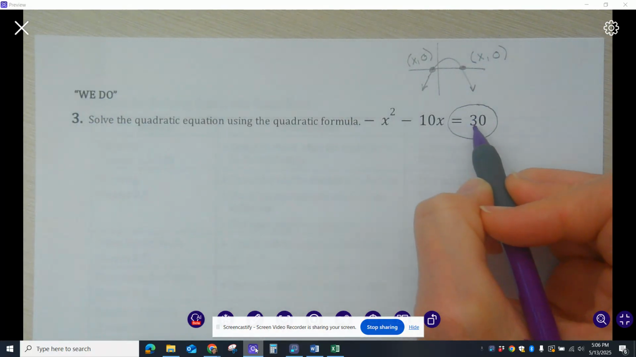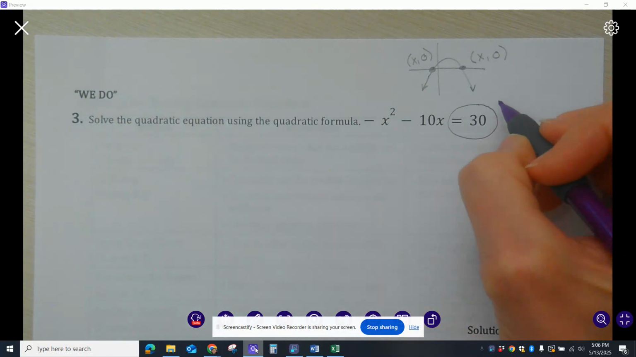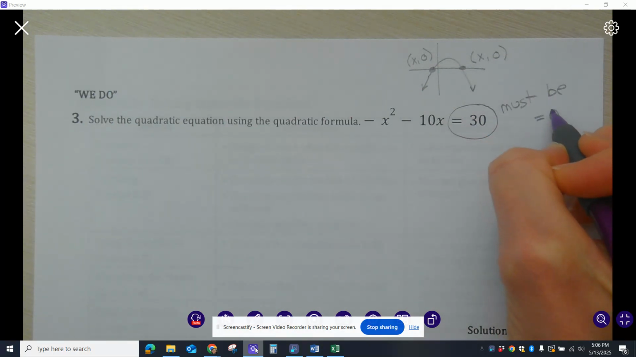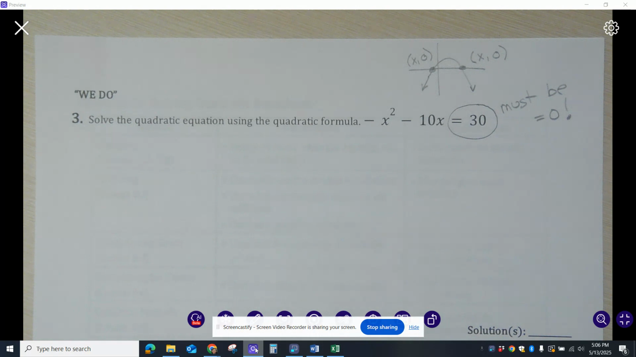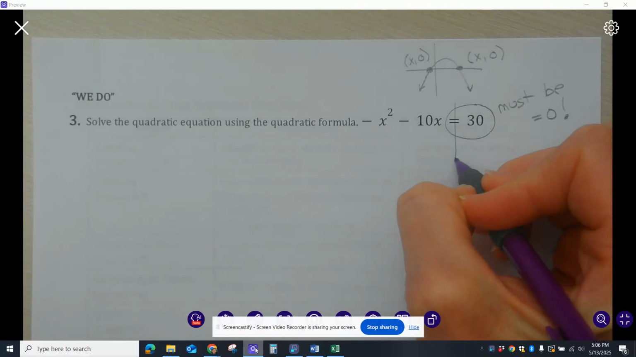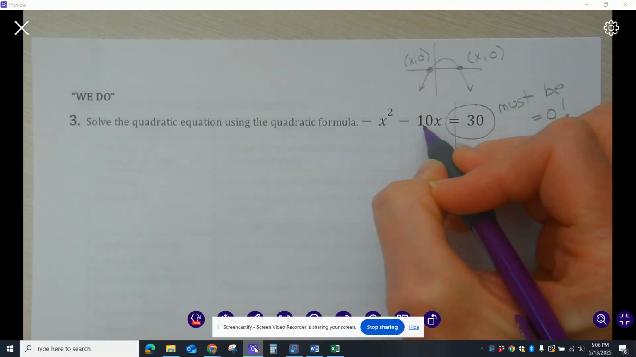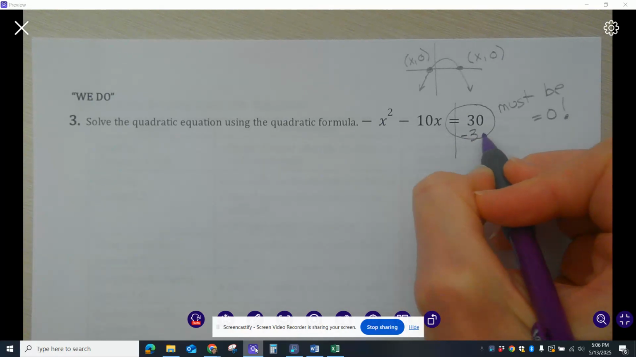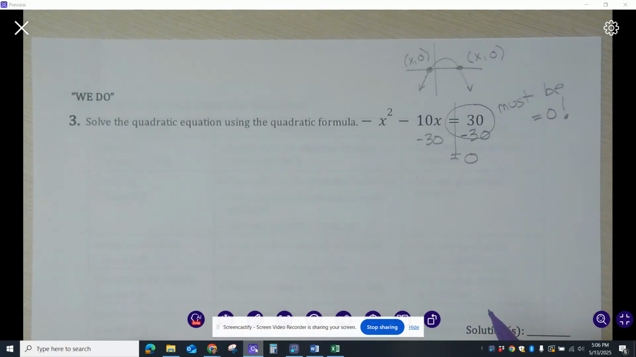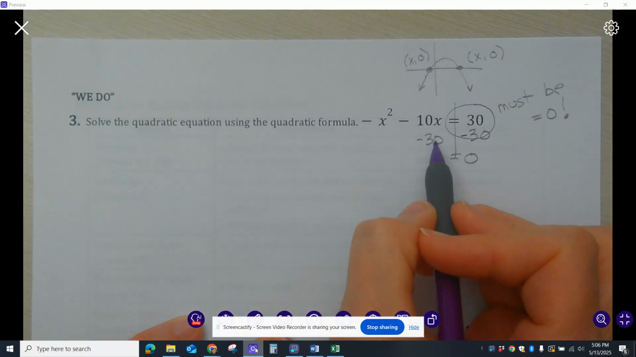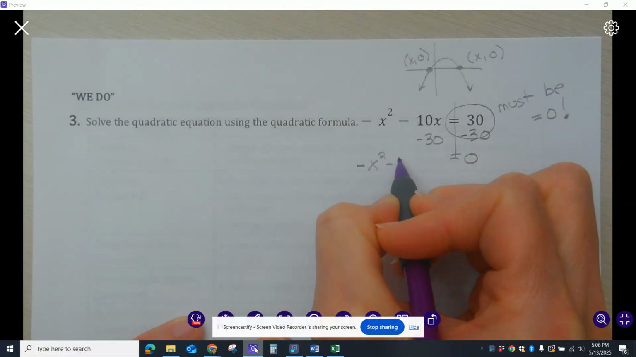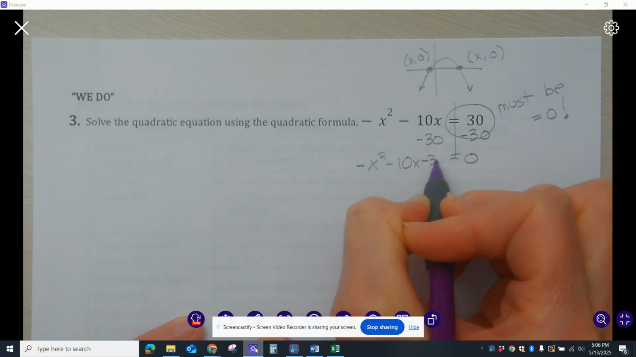So I need my equation to be equal to 0. So put in your notes here, must be equal 0, exclamation point. So we need to take this equation and get a 0 over here. How would you hop this 30 over the equal sign? Well, you would minus 30 from both sides. Now I have a 0. That's what I want, equals 0. Now over here, none of these are like terms, so you're just going to write it out, negative x squared minus 10x minus 30.